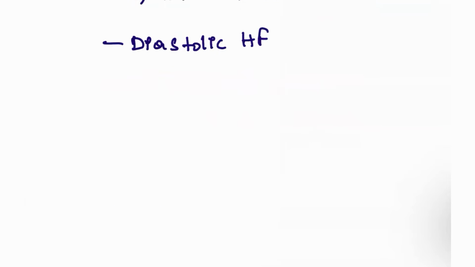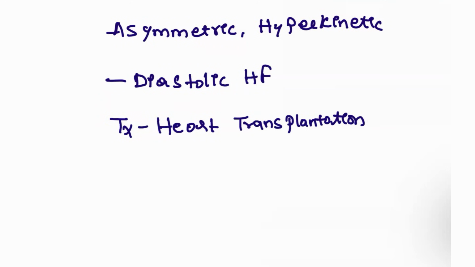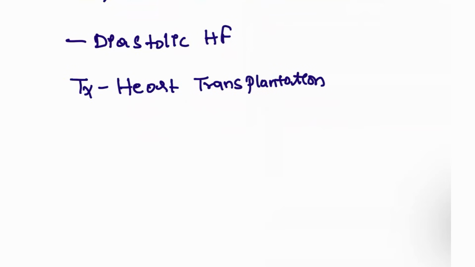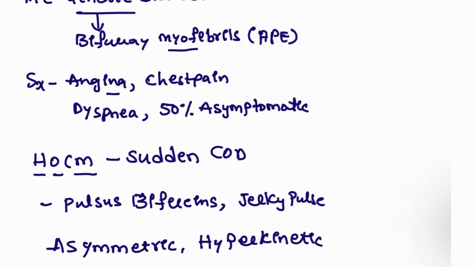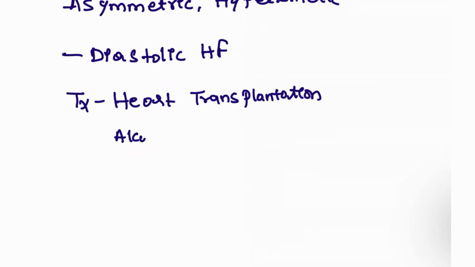So what is the treatment for this patient? The treatment will be heart transplantation, because the disease is in the patient's genetics, and you cannot change the genetics. So heart transplantation can be done. Another treatment is myomectomy. We cannot do the myomectomy from the heart, but with the help of alcohol, we can ablate that particular myo segment.